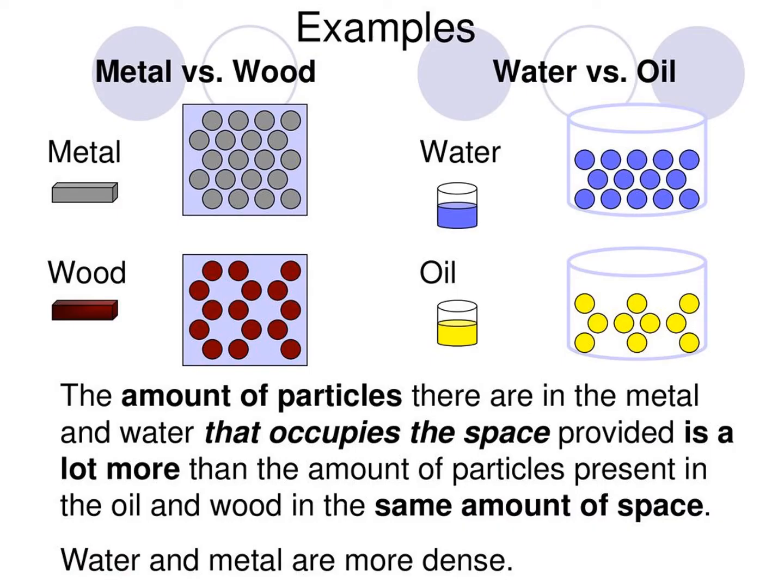So examples, metal and wood. We know that metal sinks in water, so it must be more dense than water, whereas wood is less dense and floats. The amount of particles in the metal that occupy the space provided is a lot more than the amount of particles present in the oil and wood in the same amount of space. Water and metal are more dense. So we can see that wood floats on water and oil floats on water as well, whereas metal will sink.